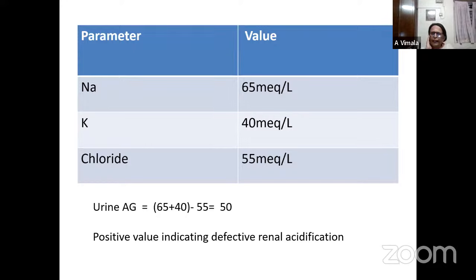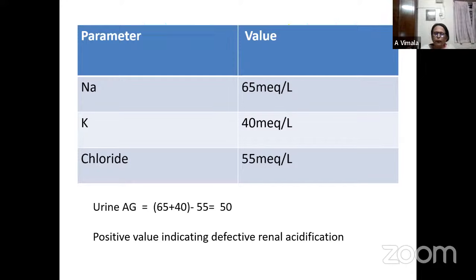Now, this child has a sodium of 65, potassium of 40, chloride of 55. So here what has happened? Urine anion gap is a positive value: 65 plus 40 is 105, minus 55, it is 50. So the child is excreting chloride less than is expected. Why is that happening? Because the child is not able to secrete ammonia combined with chloride to produce ammonium chloride. So ammonia is not getting excreted into the urine. That means acidification of urine is defective.